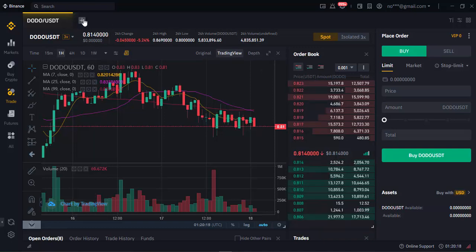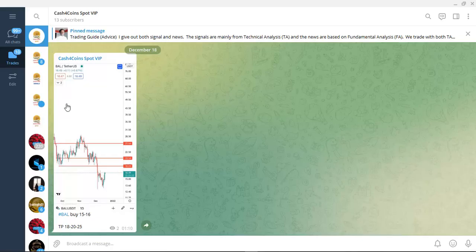Before we continue, we are going to focus on one coin we are going to trade on. I will go ahead and open a sample signal which we are going to use for this lesson. This is exactly a sample signal we are going to use for this training. This is BAL, B-A-L, and if you look here, this is BAL slash USDT. So we are going to use USDT to buy BAL, and this is the chart sample.